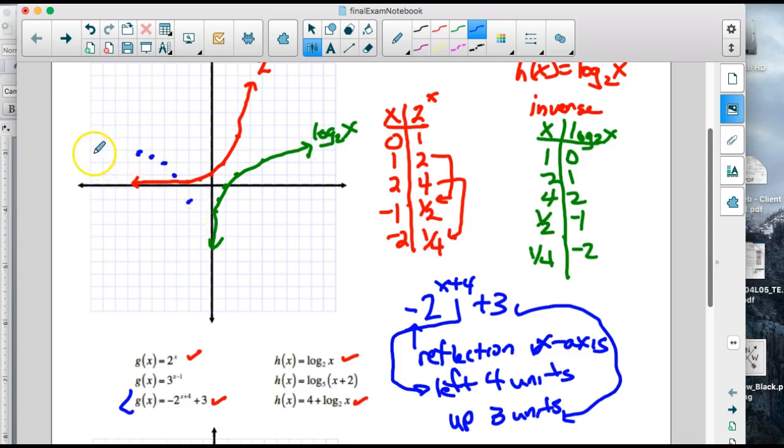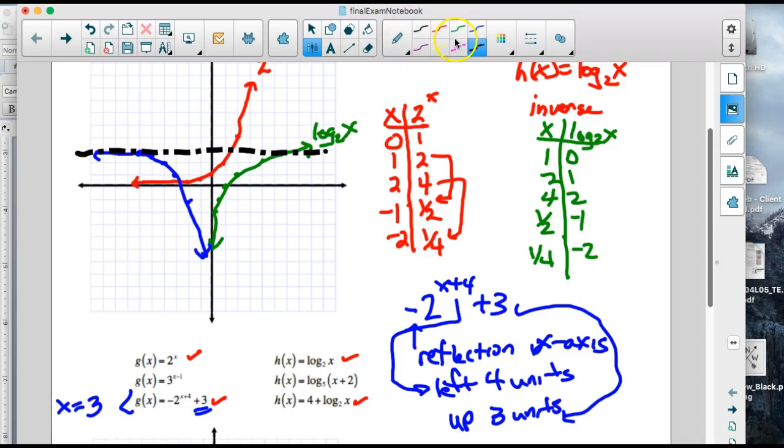So this one looks like this. It has an asymptote at 3 because of the plus 3 at the end. So its asymptote, this is the asymptote on this one. So x equals 3 is the asymptote because of this plus 3. And it has asymptote right here, right across that line. That's your asymptote. And then it curves down because it's a negative instead of curving up.